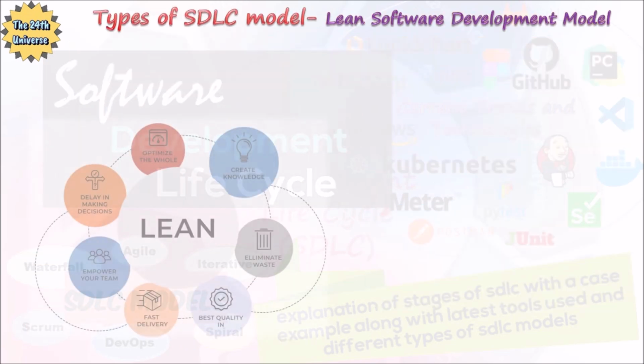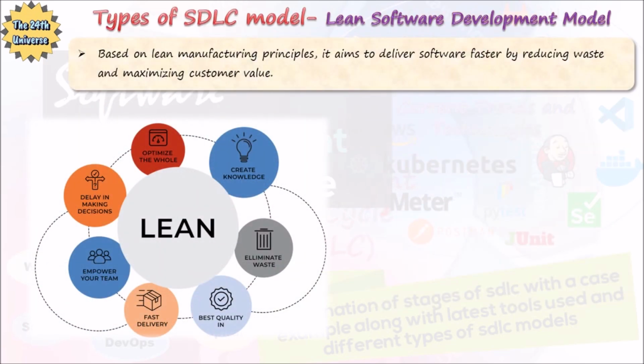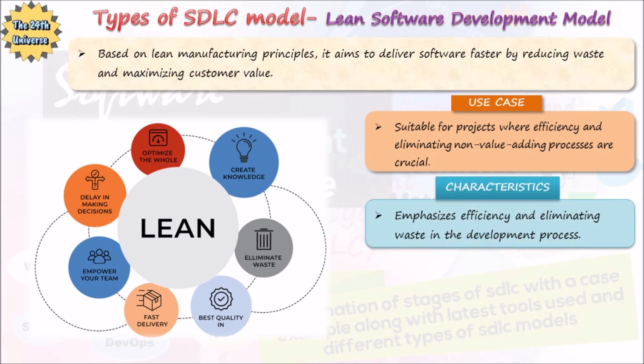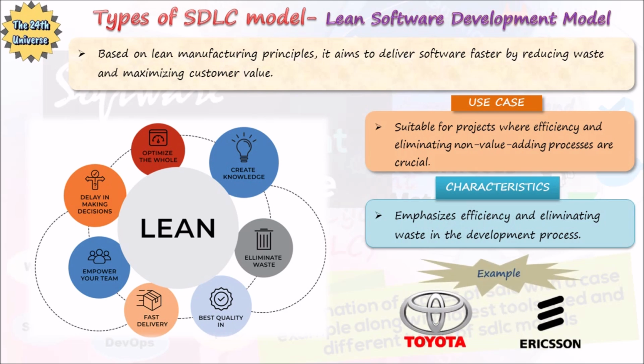Next is lean software development. Based on lean manufacturing principles, it aims to deliver software faster by reducing waste and maximizing customer value. Lean software development is suitable for projects where efficiency and eliminating non-value-adding processes are crucial. The characteristics of lean software development include that it emphasizes efficiency and eliminating waste in the development process. The example companies that use lean software development are Toyota and Ericsson.